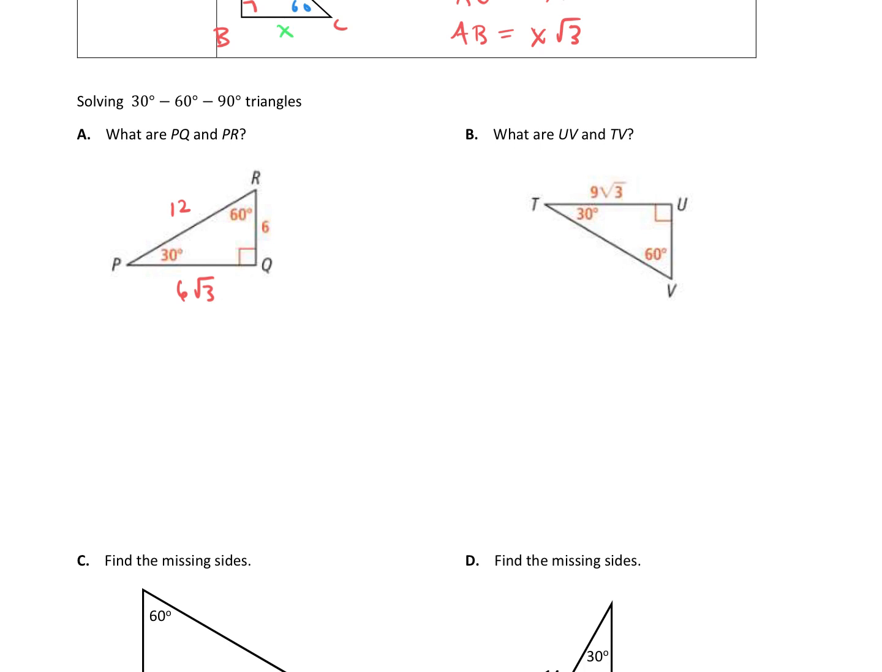All right, part B, we have a 30, 60, 90. We don't know the short leg, but we have the long leg right here. Remember, the long leg is equal to the short leg x times a root 3. And we can see that the long leg is 9 root 3, and those are the same measurement. So do you see how the short leg must be a 9? So we know our short leg is 9, and the hypotenuse is twice as long as the short leg. So 9 times 2 is 18.